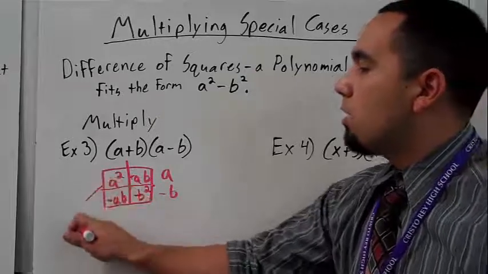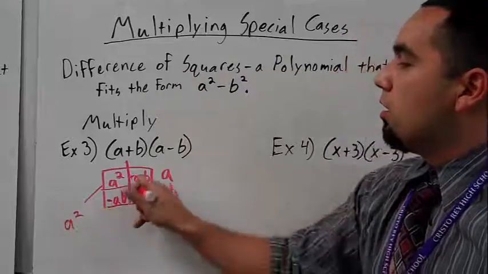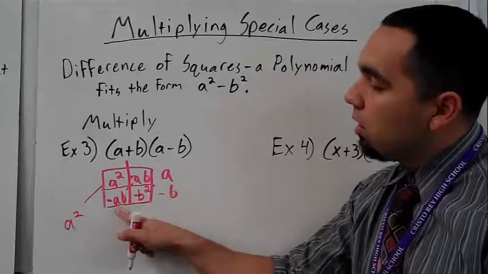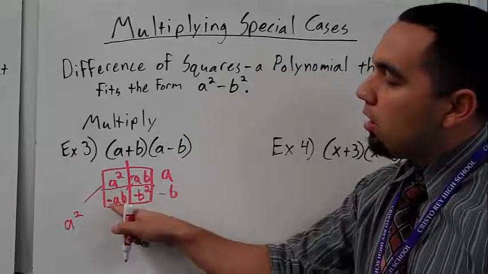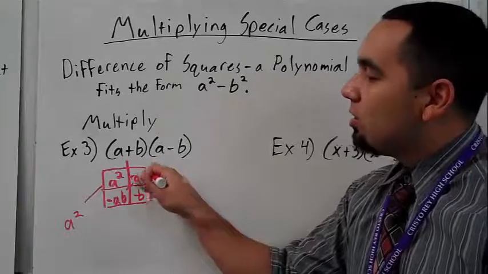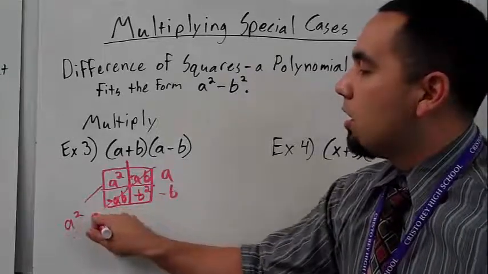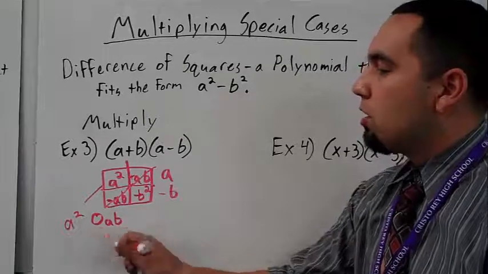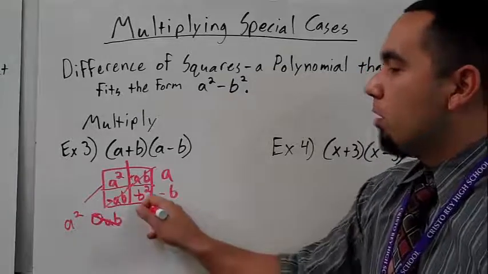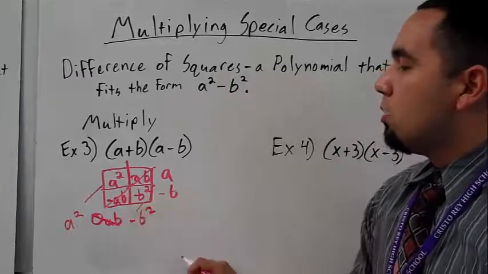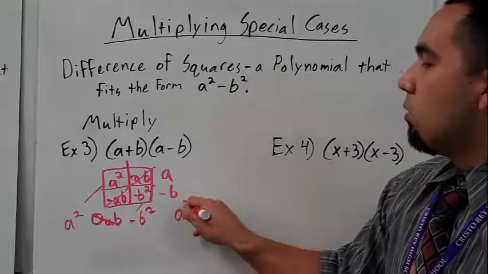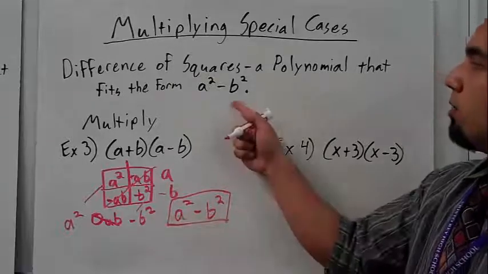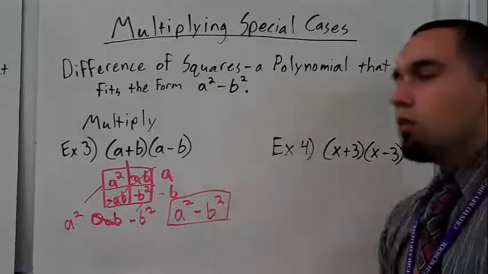So, if I write my answer out, I get a squared, and when I add these two together, which is going to be the case of every difference of squares, my middle term, since this is positive ab and this is negative ab, they cancel each other out. So really what I get is 0 ab. But whenever you get 0 as a coefficient, we don't usually write that term. And of course my last one is b squared. So the way I'd write my final answer would be a squared minus b squared. And you can see that it fits the form of the difference of squares.